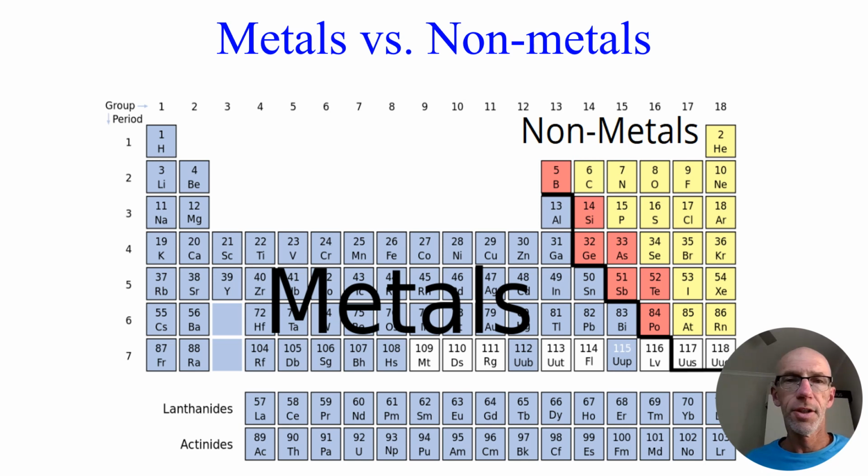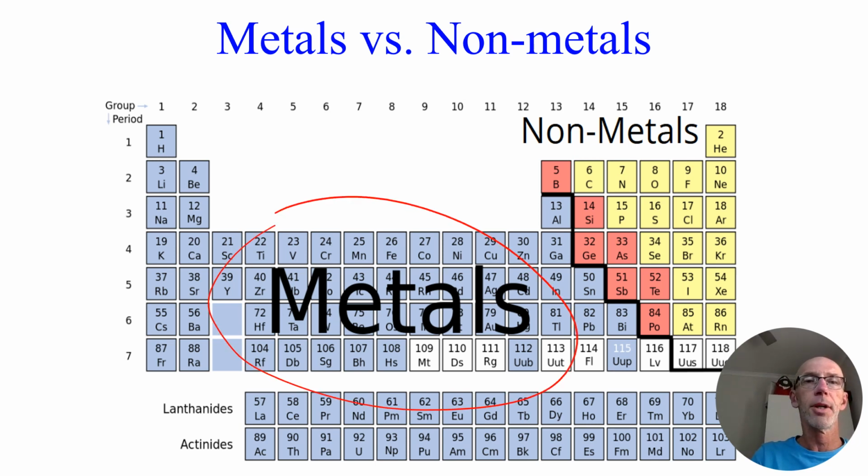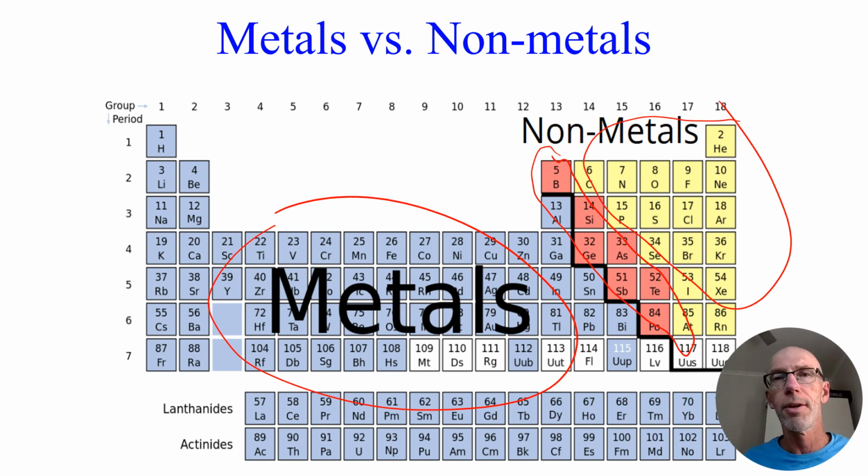Today we're going to look at the properties of metal matter versus non-metal matter. As we can see from the 118 elements on the periodic table, the majority of elements are in fact metals, a minority are non-metals, and we do actually have a few that are somewhere in between in terms of our metalloids, but I'll leave that for a future YouTube.